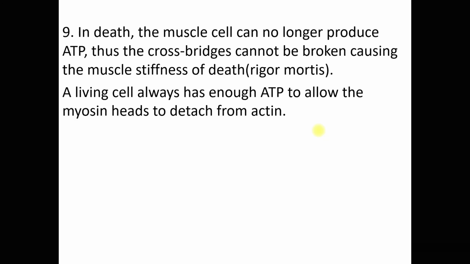Now, when an organism dies, the muscle cell can no longer produce ATP, right? Because the mitochondria also die. So the cross bridges cannot be broken, causing the muscle stiffness of death, also known as rigor mortis. A living cell always has enough ATP to allow the myosin heads to detach from actin.